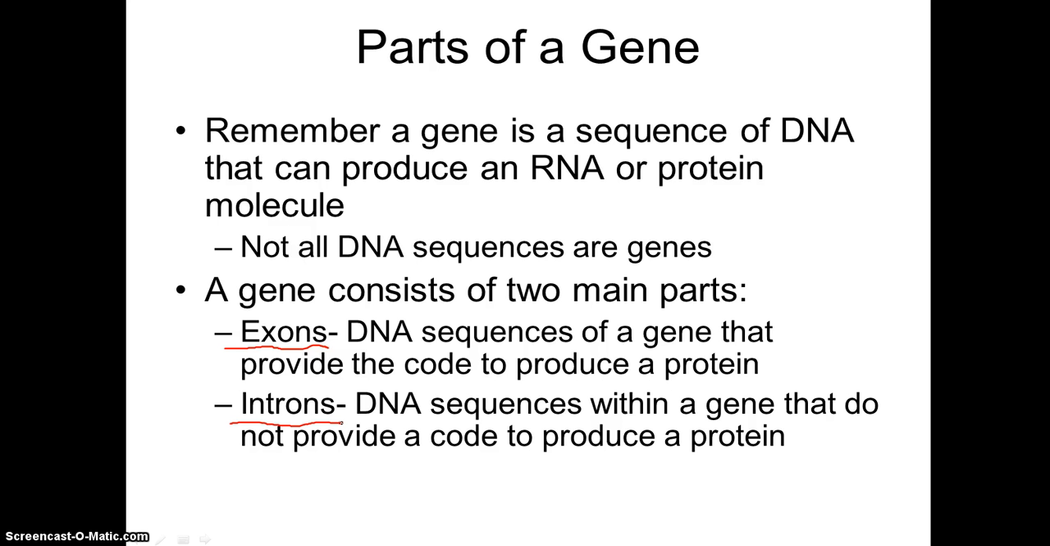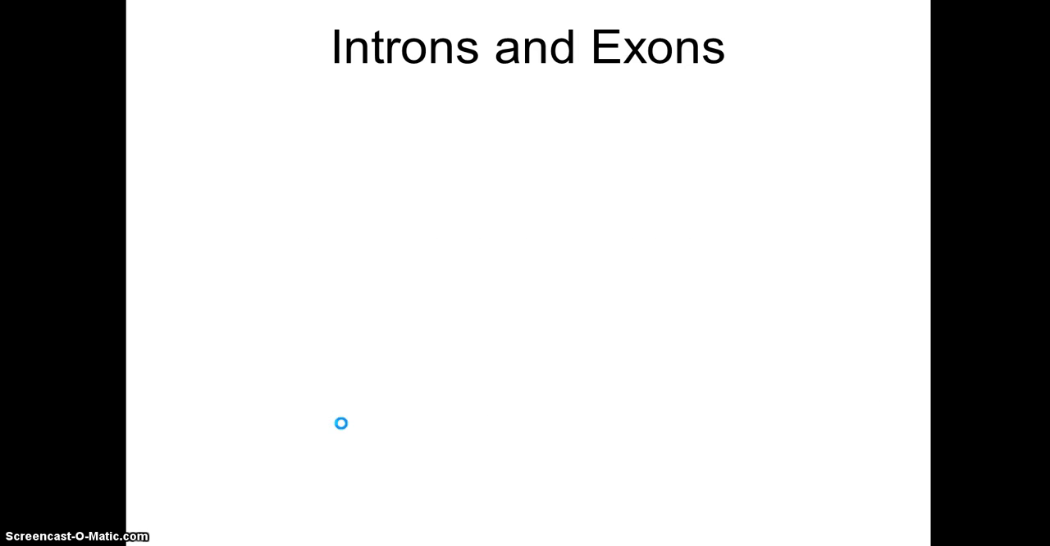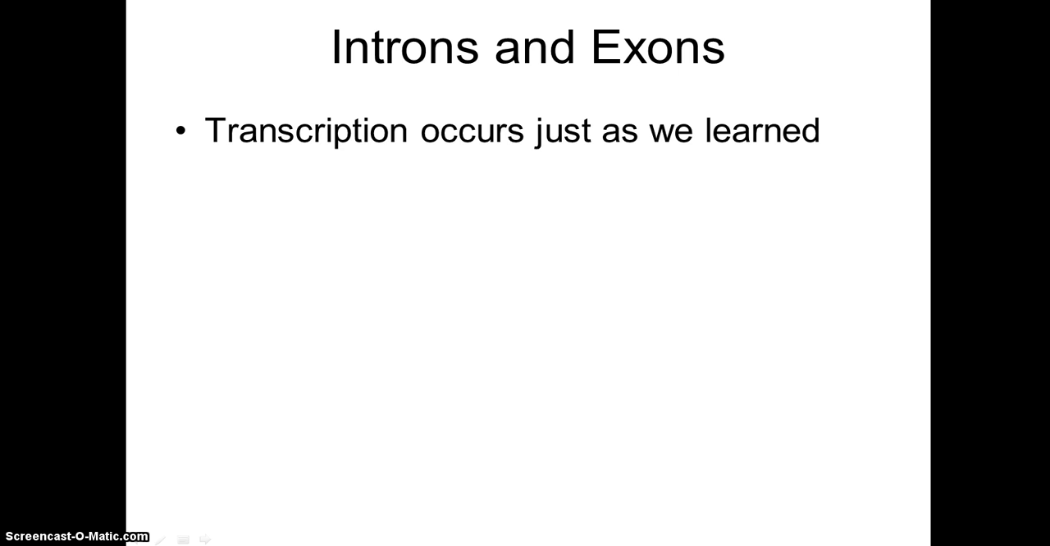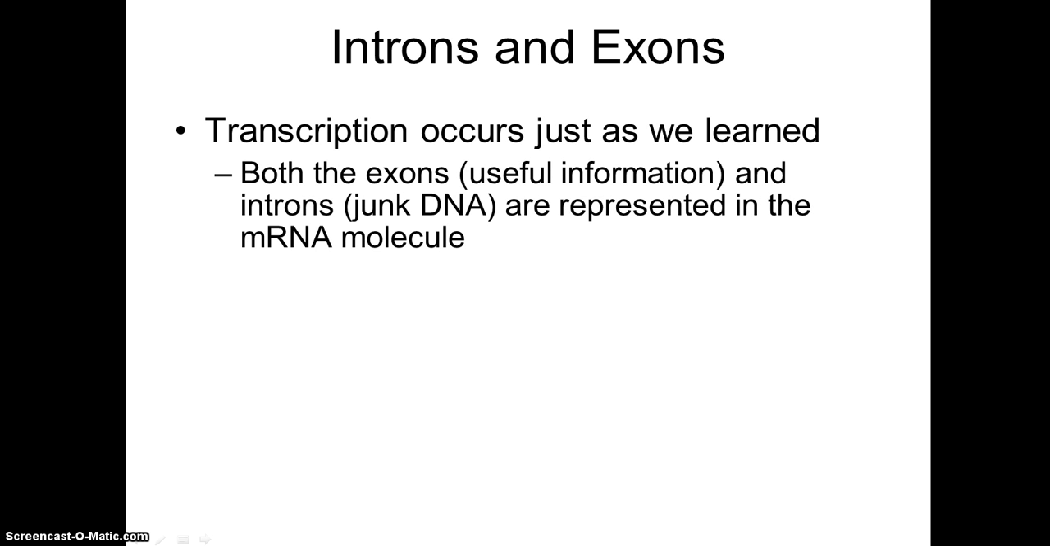But I want to tell you about what has to happen with those introns. We just learned about transcription. Start at the promoter, you follow the base pairing rules to make an RNA molecule until you reach the terminator. But when transcription happens, the exons, which is useful information, and the introns, which is that junk, unknown, we don't quite know why it's there DNA, they're both represented in that messenger RNA molecule. We have to do some editing.